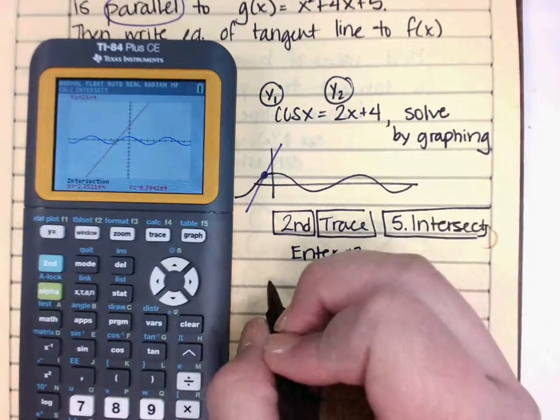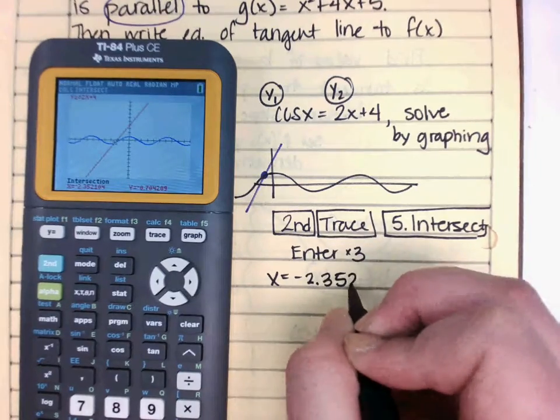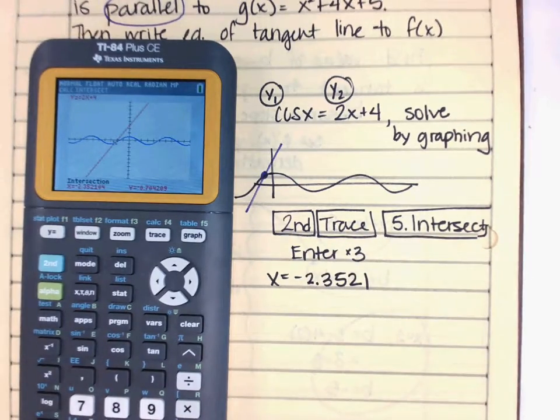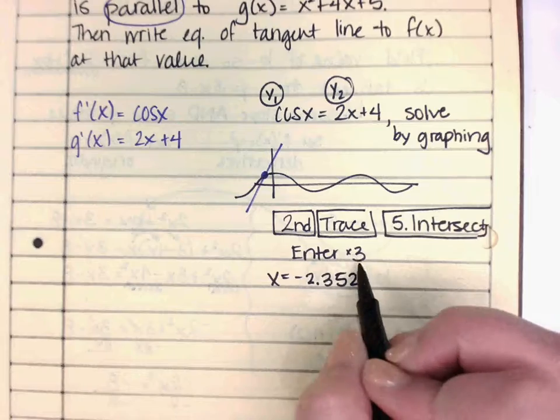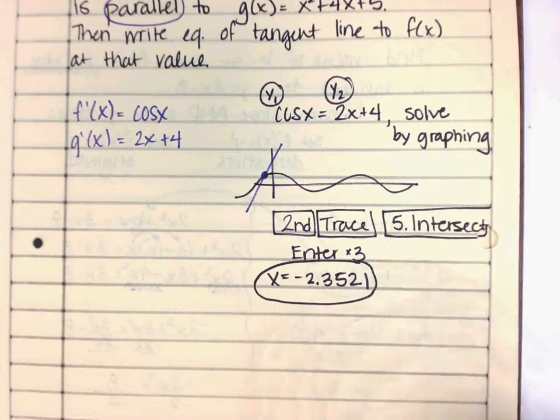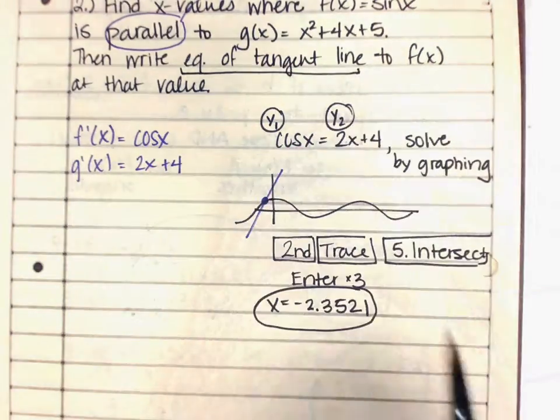So I'm going to put x equals negative 2.3521. Now, that is an x value. What other 2 things do I need at that point? Y value and a slope. A y value and a slope. Those are the ingredients for the equation of a tangent line. So for part 1, I'm done. But for the equation of a tangent line, I have a little bit more work to do.